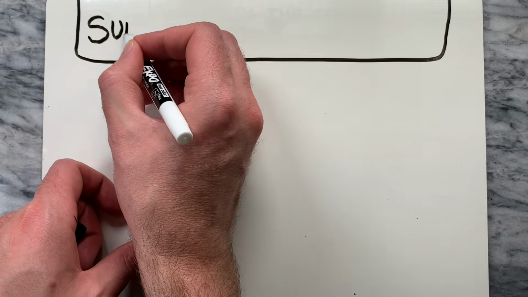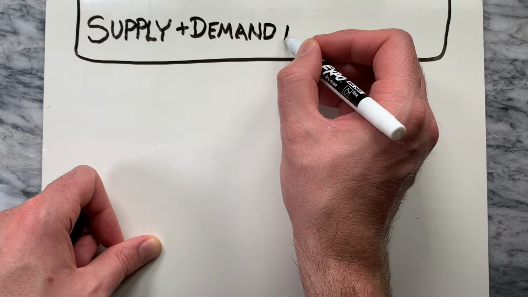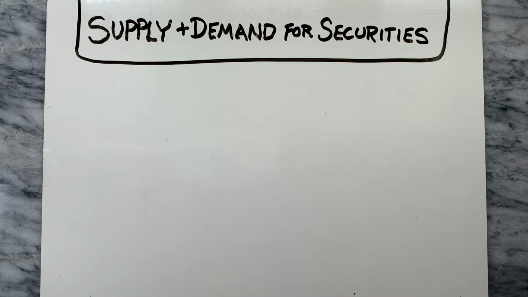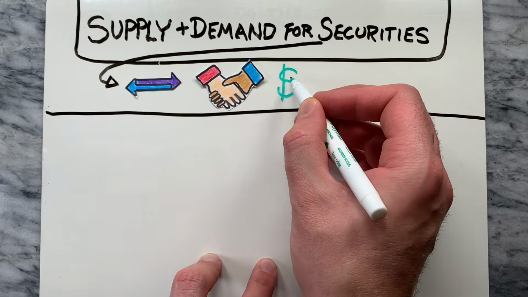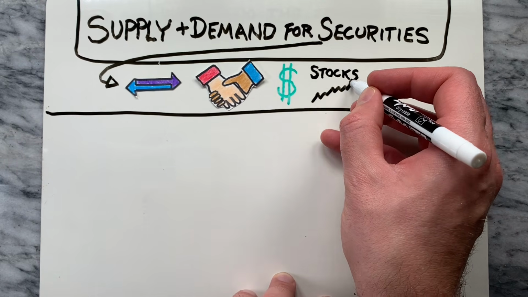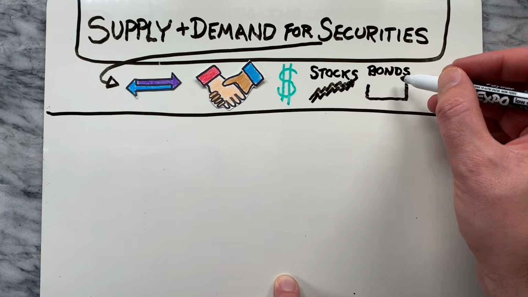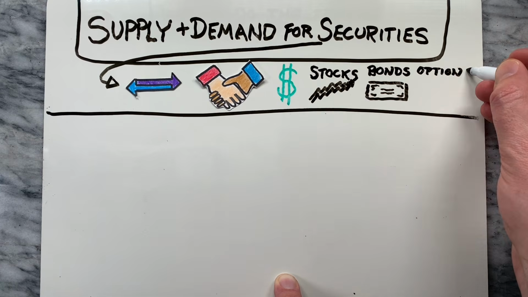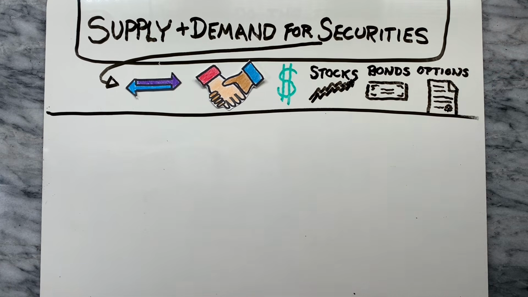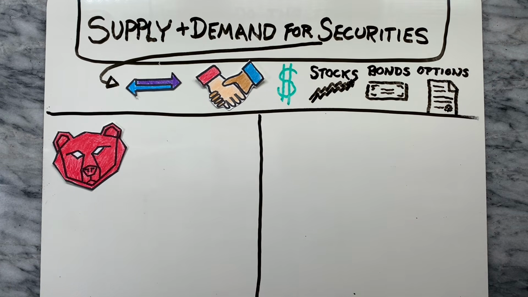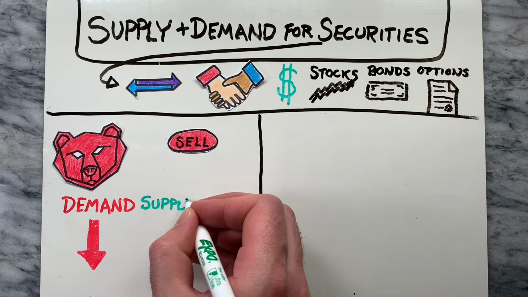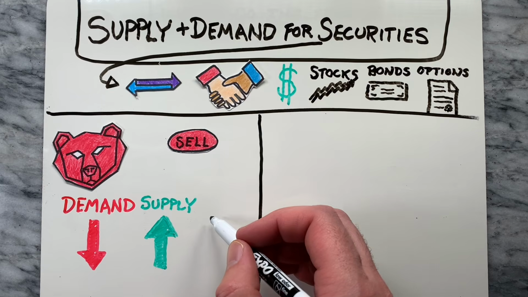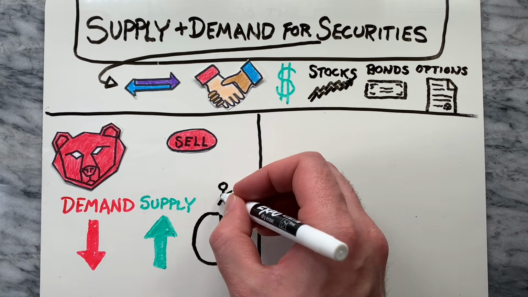Although a bear and bull market are defined by the direction of the stock market, there are many more things to keep in mind. The first is the supply and demand for securities. A security is a tradable and negotiable thing that has some kind of financial value, usually in the form of stocks, bonds, or options. In a bear market, more people are looking to sell their securities than to buy them. The demand is significantly lower than the supply, and, as a result, share prices drop.